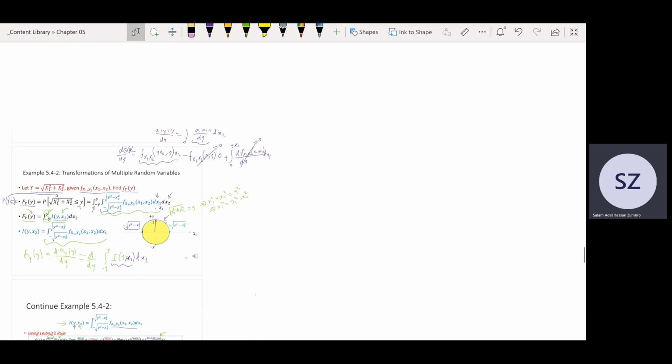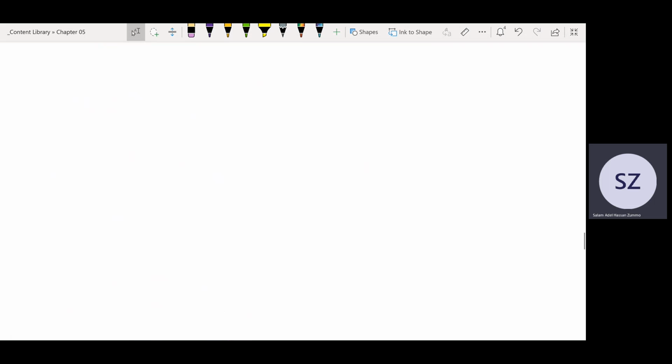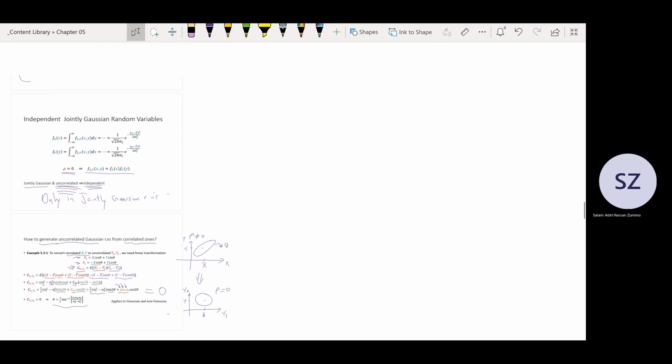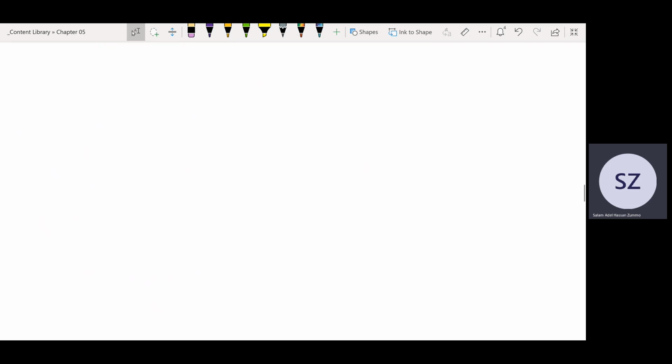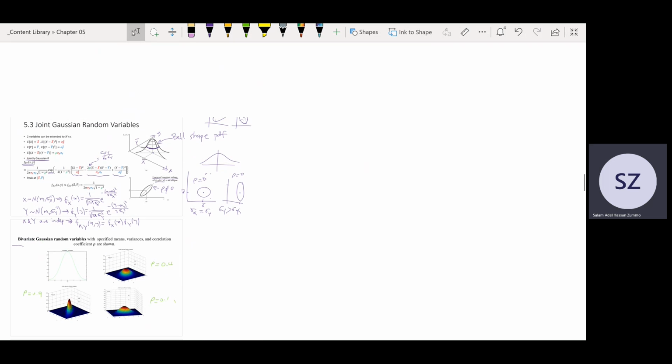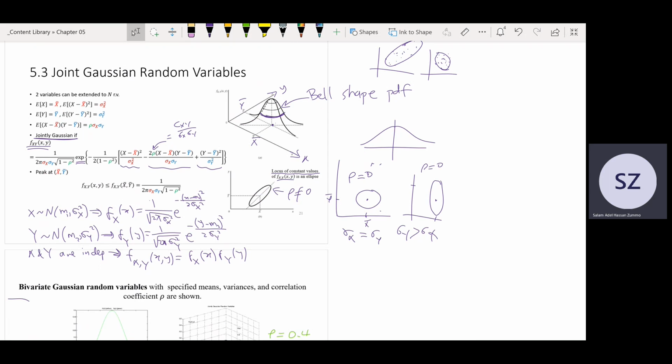This was the joint equation, let's remember it. We started with this joint equation. And you say that when rho equals 0, this is 2 minus 2 rho times x minus x bar, y minus y bar, divided by sigma. Okay.